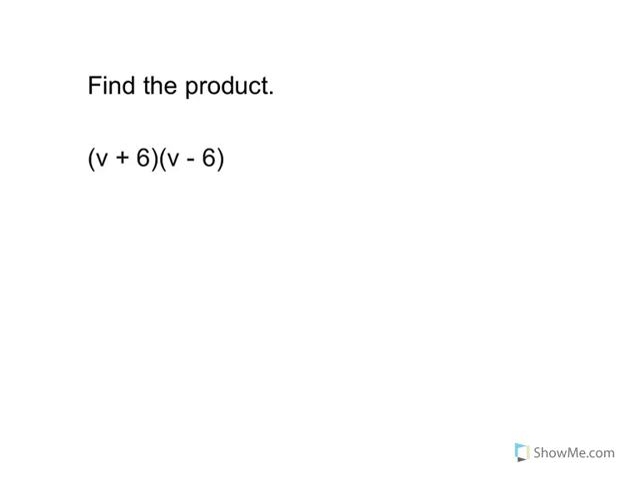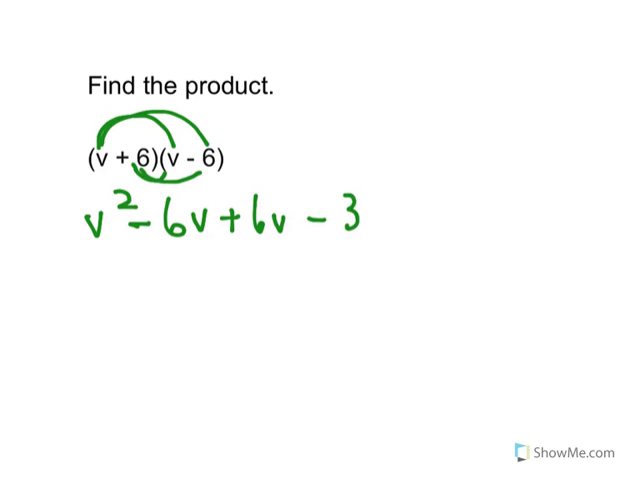Same thing. You got a binomial times a binomial. We're going to make sure we multiply v times v, first term times first term, that's v squared. We're going to take v times negative 6, which is negative 6v. We're going to take positive 6 times v, which is a positive 6v. We're going to take positive 6 times negative 6, which is a negative 36.